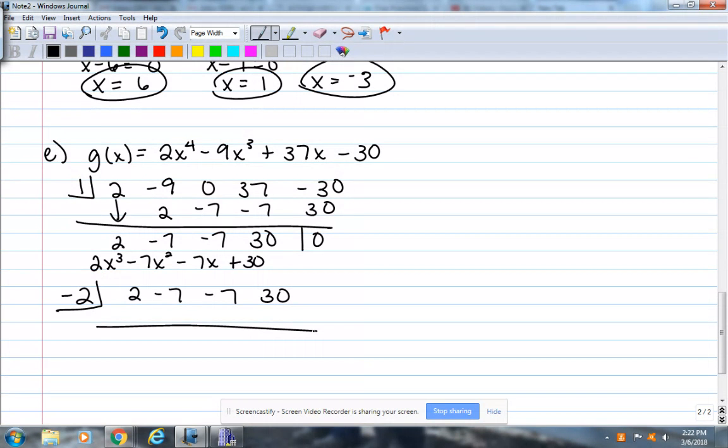Skip a line, draw a line. Bring down my 2. 2 times negative 2 is negative 4. I add. I get negative 11. Negative 2 times negative 11 is a positive 22. And negative 7 plus 22 is 15. Right? And then negative 2 times 15 is negative 30. So this is 2x squared minus 11x plus 15.